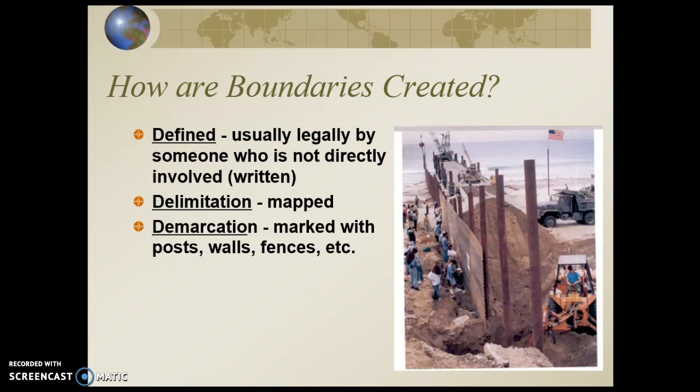So how are boundaries created? Well, they are defined, usually written down. Someone has to define them. They have to be delimited, they have to be mapped, and sometimes there are actual physical demarcations, marked posts, fences, walls. And you will typically see all three of these in an internationally accepted boundary. It's defined, it's legally written down, it's mapped, and then there is some sort of sign or demarcation.